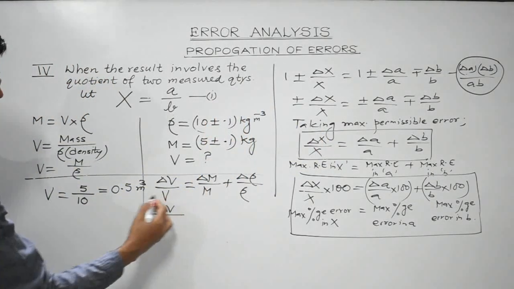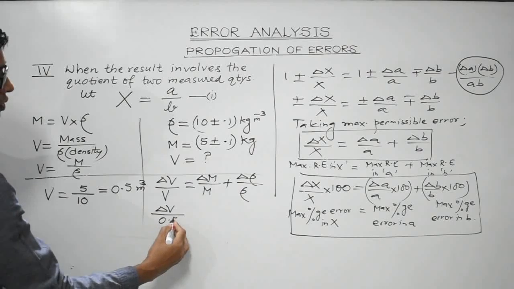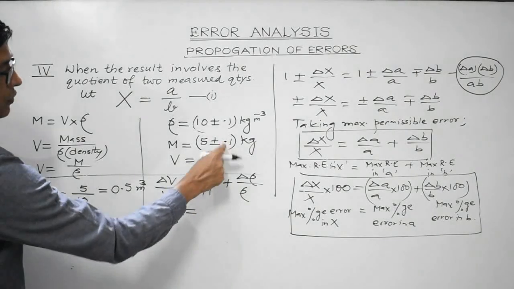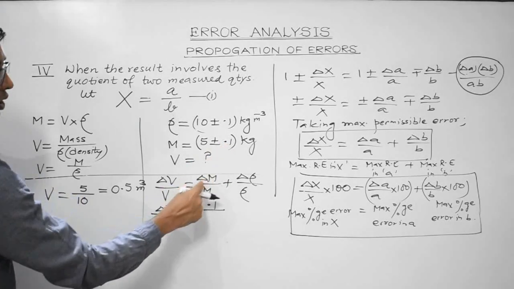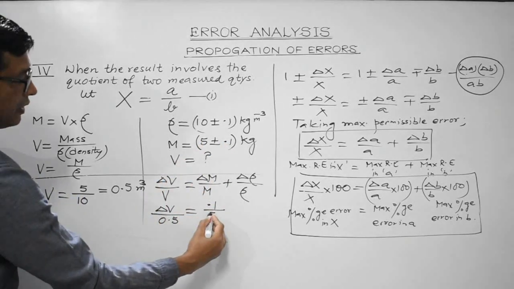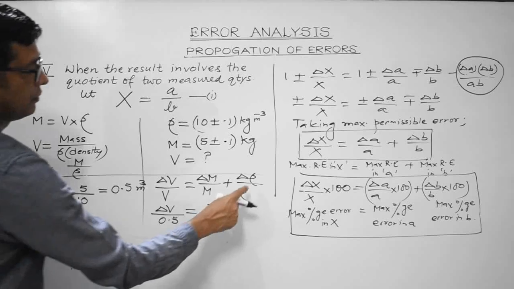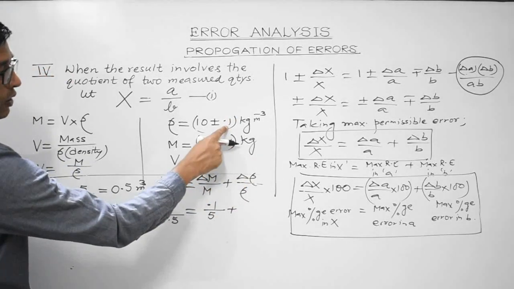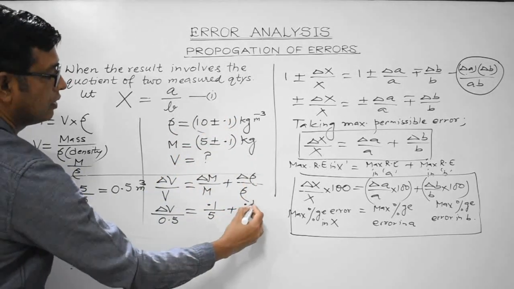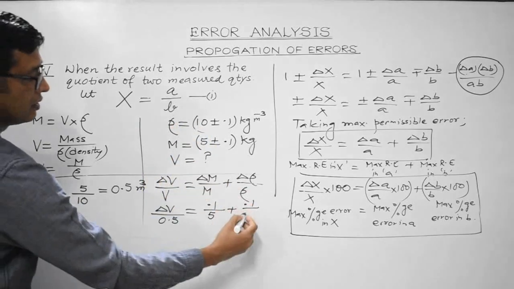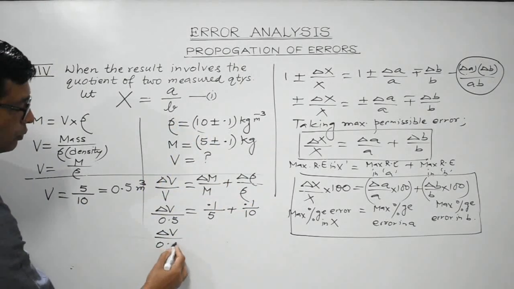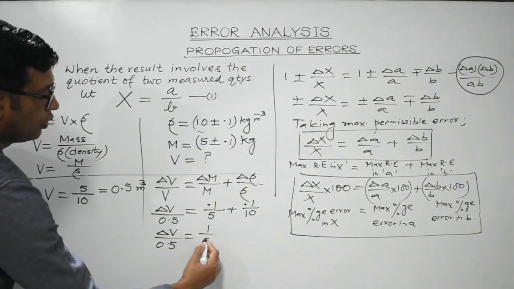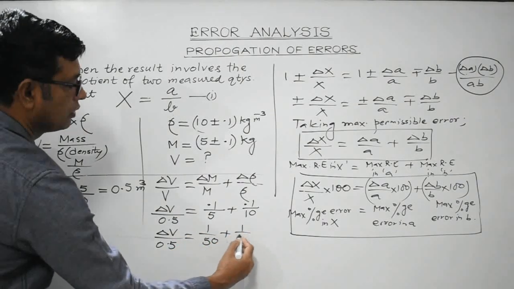Del V divided by V is del V divided by 0.5, or half. Del M is 0.1, the absolute error in mass. The true value of mass is 5. Plus del rho, the absolute error in the density, which is again 0.1. The true value of the density is 10. So it can be written as del V by 0.5 is equal to 1 by 50 plus 1 by 100.